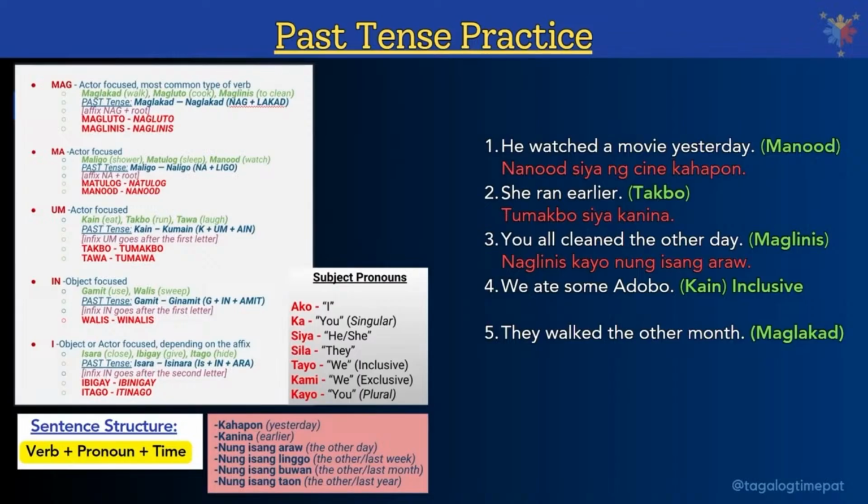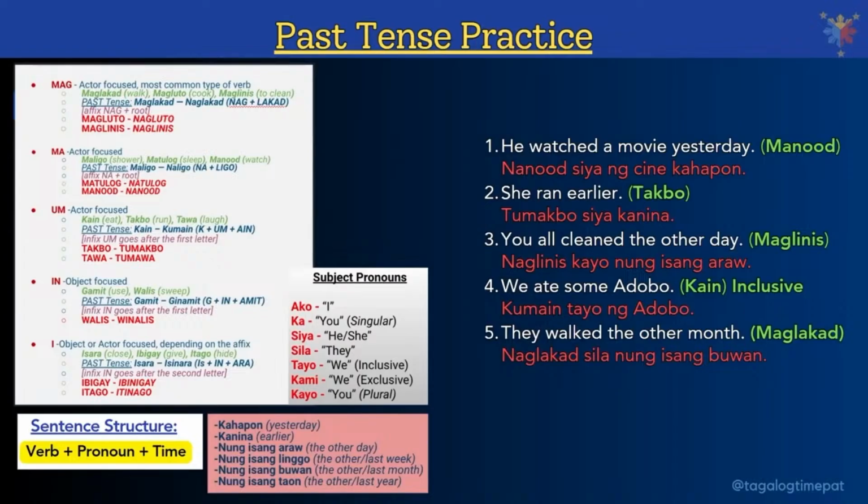Number 4, we ate some adobo. Kain is to eat. And I wanted you to use the inclusive we, so everyone is eating. Or everyone ate, sorry. Kumain tayo ng adobo. We all ate some adobo. Kumain tayo ng adobo.